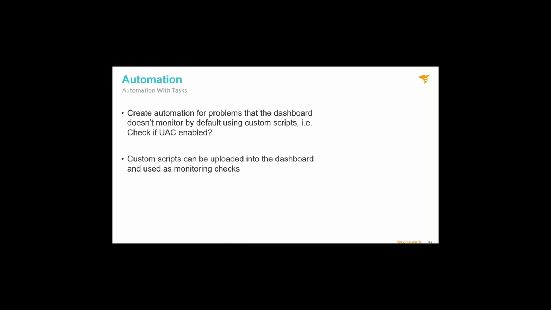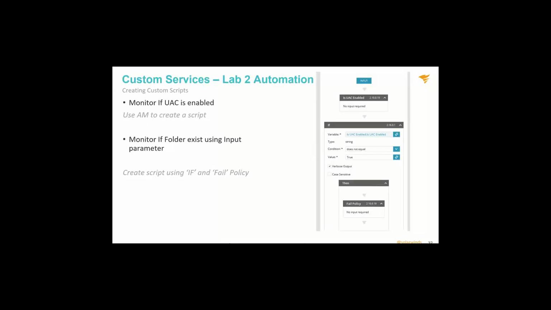All right, in this custom services section, we're going to create a basic one. We're going to monitor if the UAC is enabled. The second one we are going to do is monitor if a folder exists, but this one we're going to use the input parameter. So let's open up the Automation Manager again.